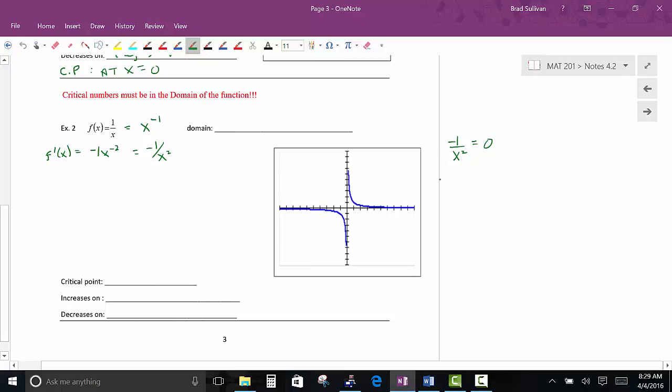Is there a solution of this equation? No, there isn't. Students don't always see that. If you cross multiply, look at the crazy stuff that would happen. You would get x squared equals negative 1, and you would square root both sides, and you would get an imaginary number, right? So this derivative is never equal to 0. We would just say f prime of x is never equal to 0. So we don't have a critical point in that regard.